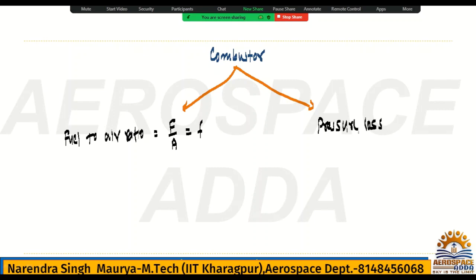Why is there pressure loss? Because of the turbulence. Why is turbulence created in the combustion chamber? To mix the fuel and air properly, because if you inject the fuel and proper mixing is not there, then the combustion products are not perfect combustion products. Because of the velocity with which the air is coming, if there is no proper mixing, then fuel particles will go out of the combustion chamber without burning, along with the air particles.